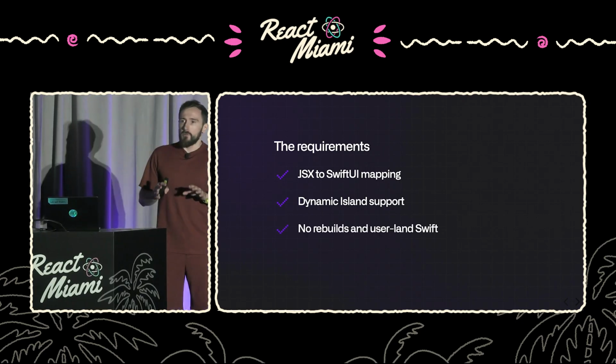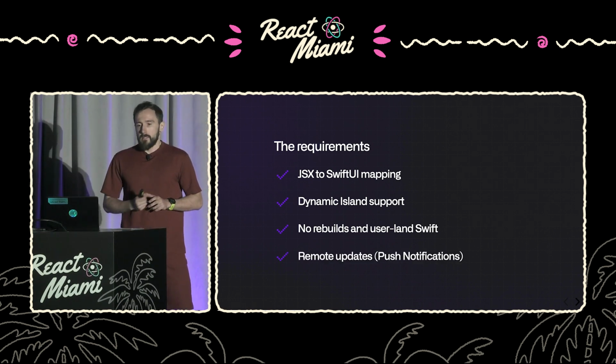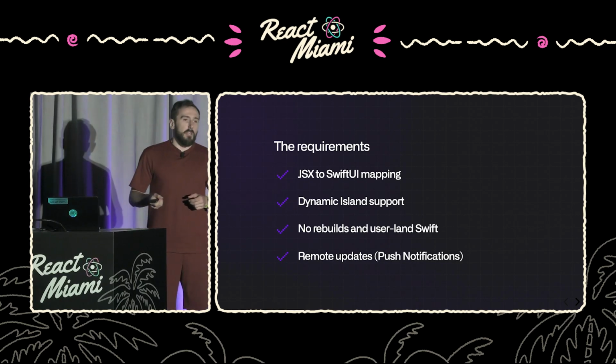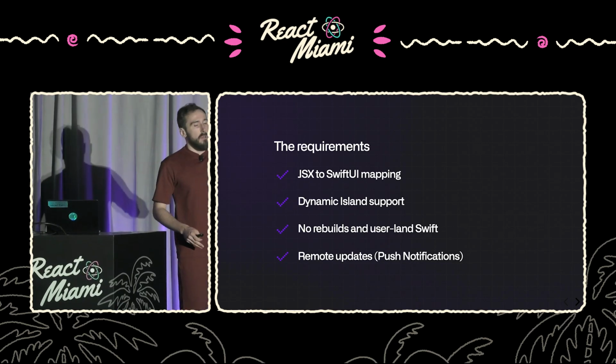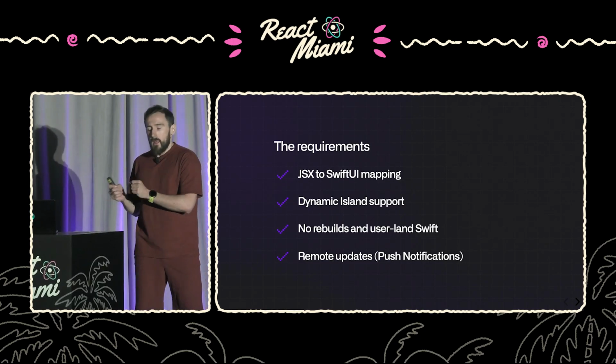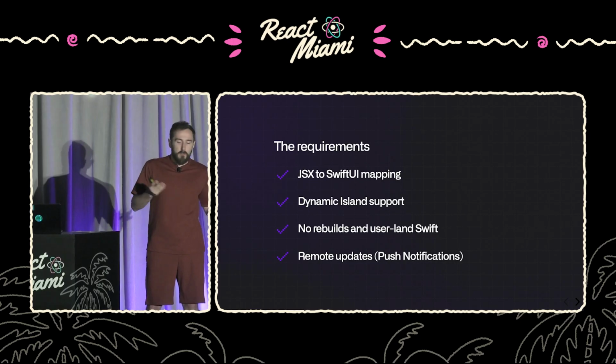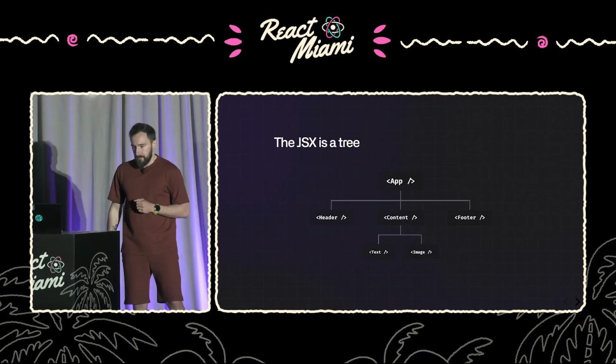We cannot force users to do rebuilds, or to use any userland Swift. No native code. That's the rule. And the last part, we need to support remote updates, because if we treat the app as a single source of truth, then basically if the app is dead, our live activity is also dead. So we need an alternative.